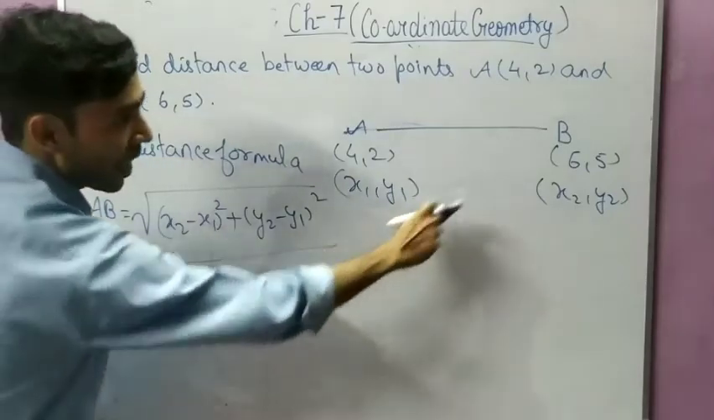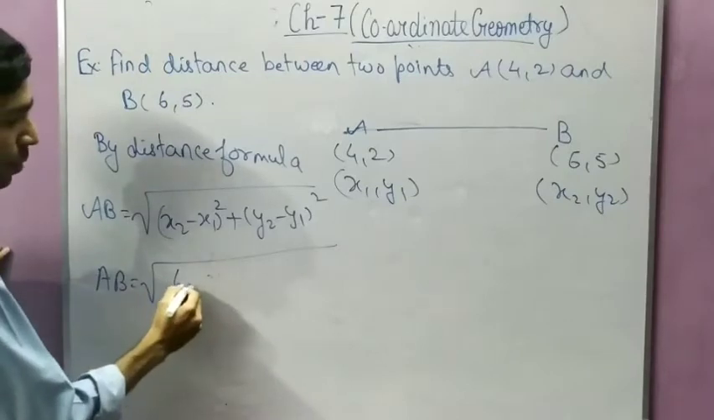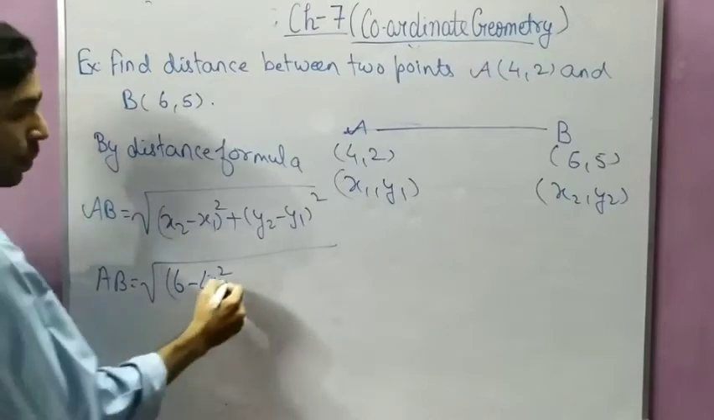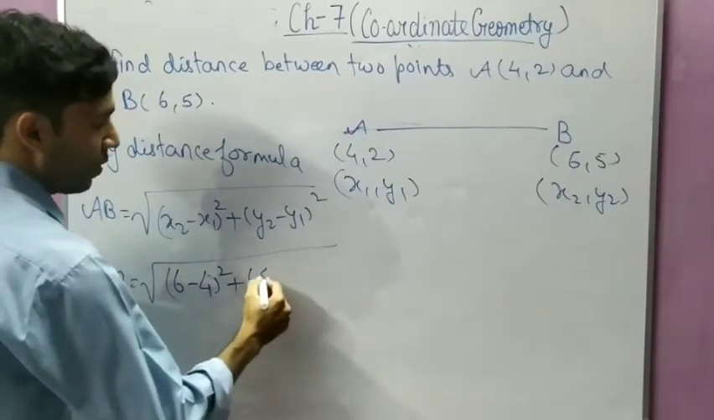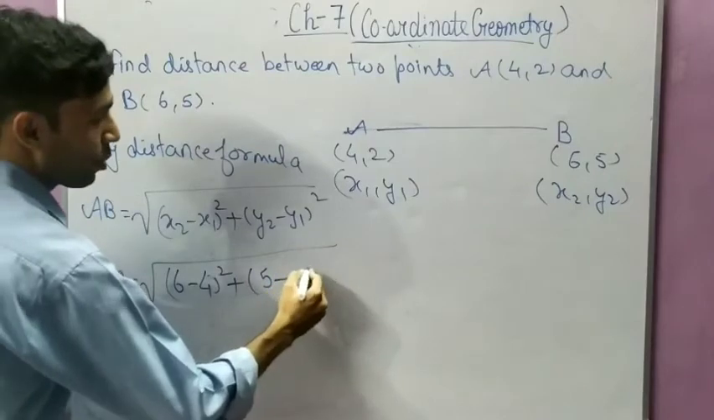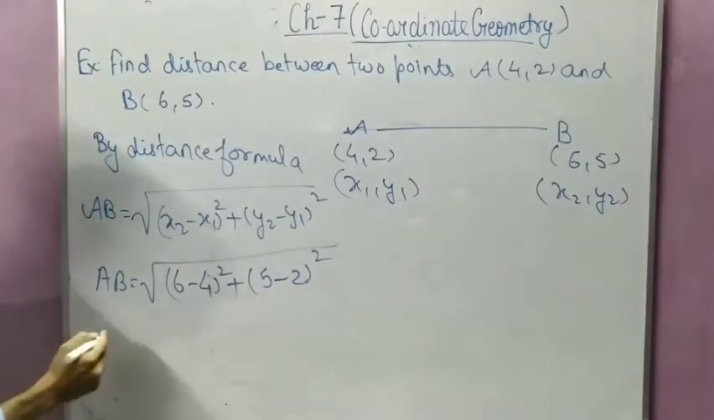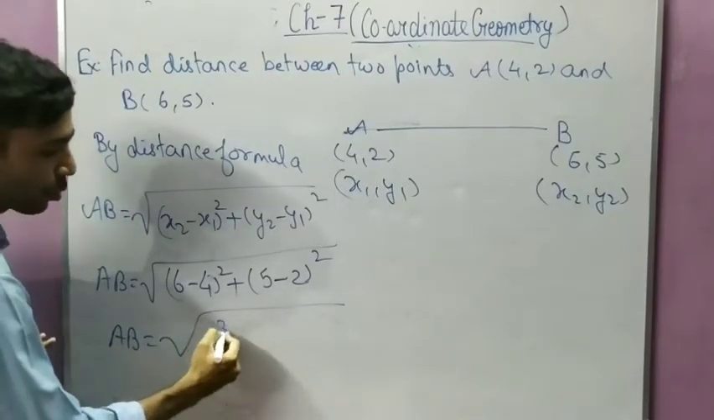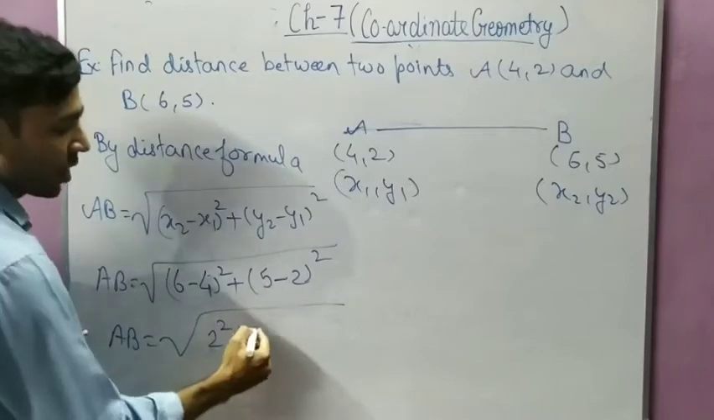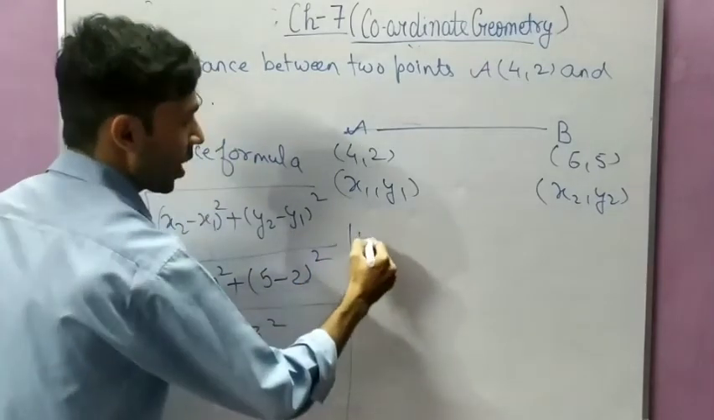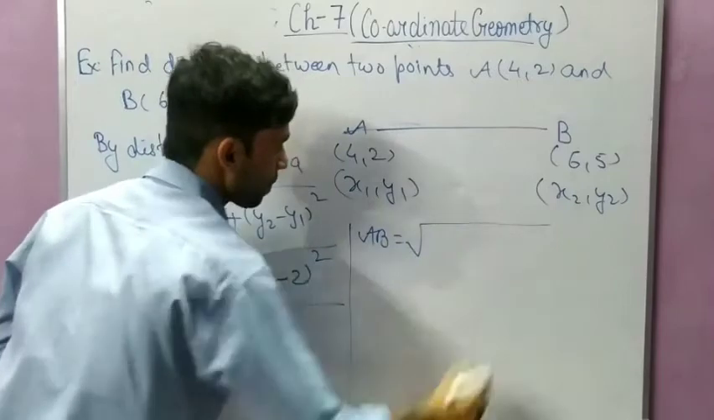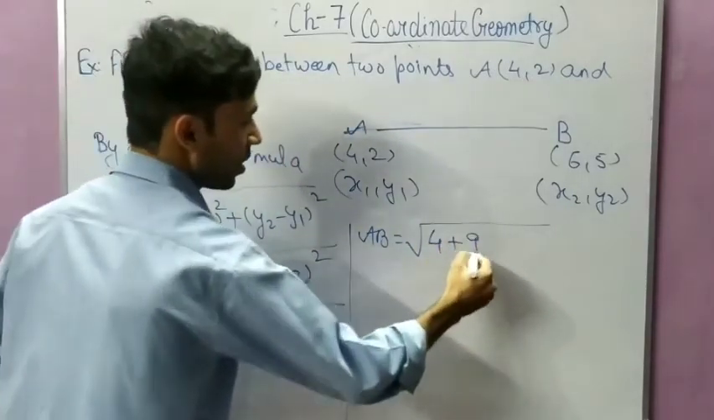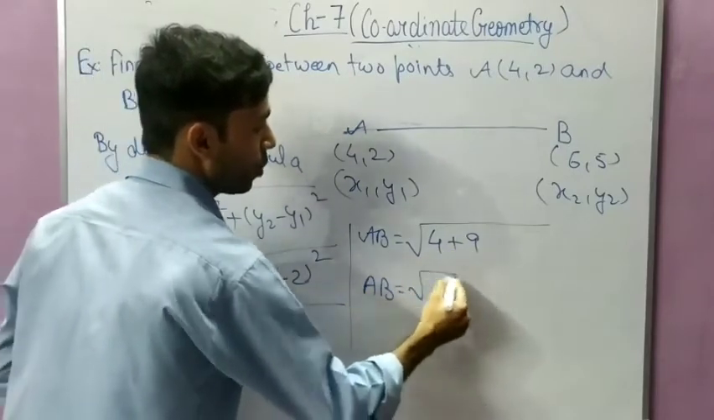What is x2, student? x2 is 6. So 6 minus, what is x1? That is 4. So (6 minus 4) whole square plus, what is y2? That is 5. And what is y1? That is 2. So we have put all the values. Now solve it. 6 minus 4 is 2, 2 square, plus 5 minus 2 is 3, 3 square. So AB is equal to under root, 2 square is 4 and 3 square is 9. So AB will be under root 13.